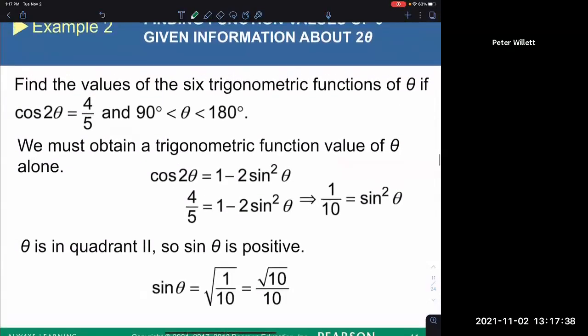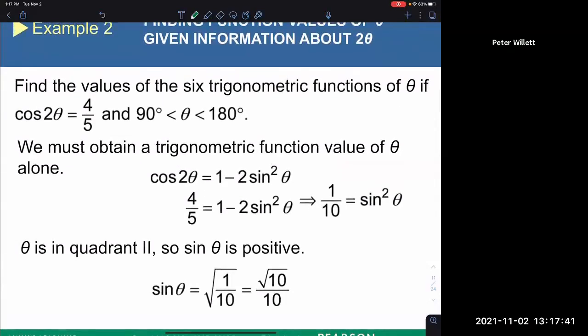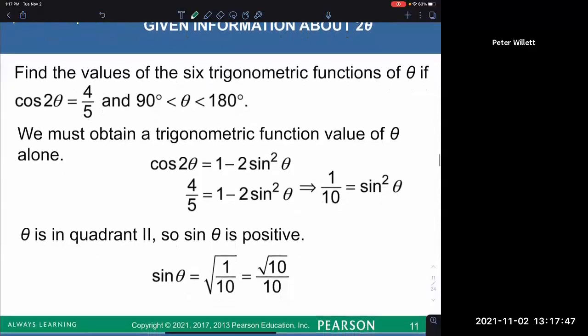As we've seen with these identities, you can do lots of different things with these identities. This one says, find the values of the 6 trigonometric functions of theta if cosine 2 theta is 4/5 and theta is between 90 and 180 degrees. So this one is kind of backwards from what we just looked at, because instead of giving us cosine of a single theta and then asking us for the double theta angle, they're giving us the double theta and then asking us to go back and figure out what theta or the trig functions for all the theta values would be.